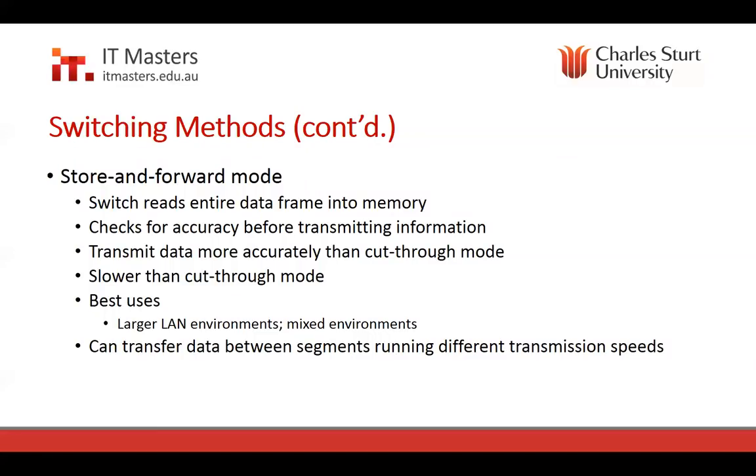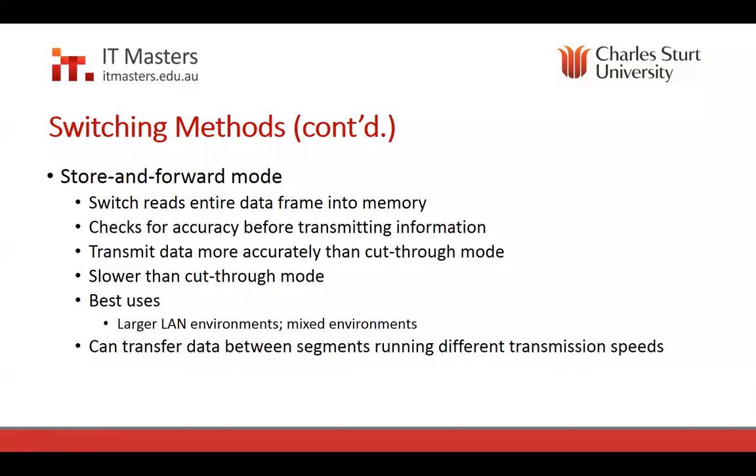The other one is store and forward. And in this case, the switch will read everything into memory first. So it can check the whole packet as it comes in, decides whether it's okay, decides where it's fit to transmit on, and then it sends it out. Okay, so it's slower. It's a lot slower than cut-through mode.